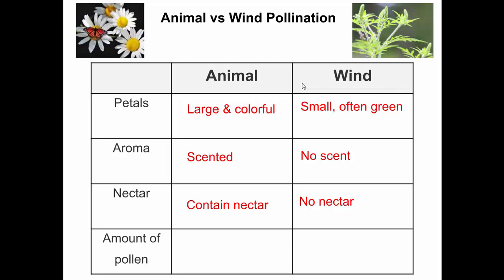Amount of pollen produced? Animal? A good bit, not a ton. Relatively small amount, because again, they don't need a ton of pollen because they know the animal visiting them is going right to another flower. They don't need to rely on the randomness of large amounts like wind pollinated flowers. They have a lot of pollen.